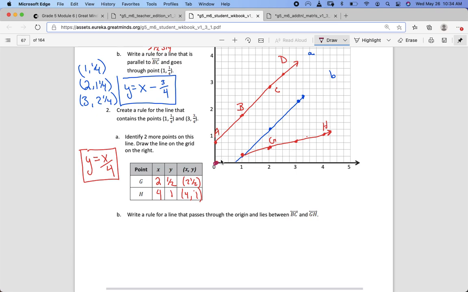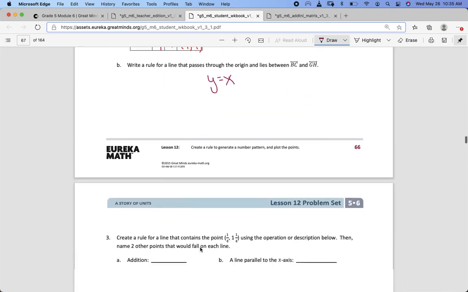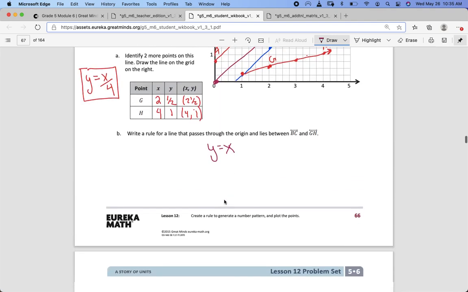Any old line? Well, we could just easily do y equals x. That would be right here. Okay, sure. Because GH is here and BC is here, and that's between those two. All right. I guess easier than we thought.